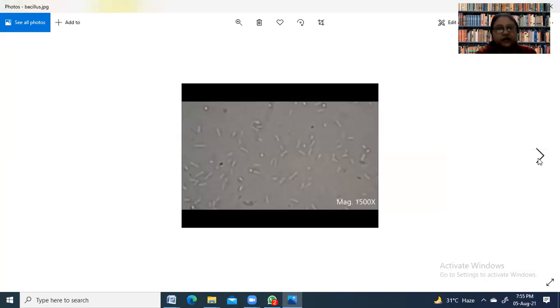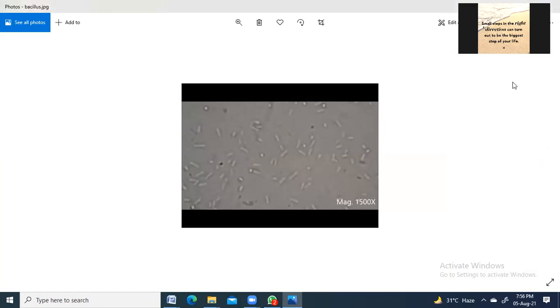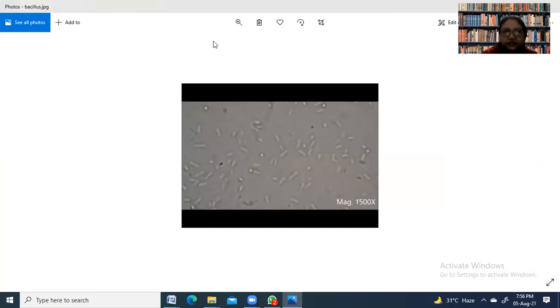Can you identify this one? What image is this? Bacillus. Okay, so it is Bacillus, you think. What is it? Bacteria. It is a bacteria. Okay, so that is correct. Now we will look into the next one.